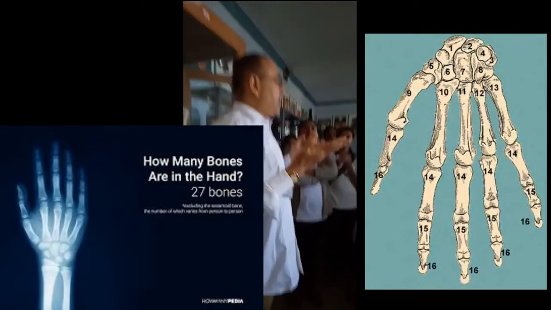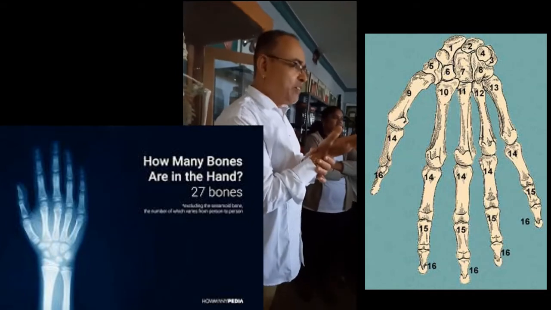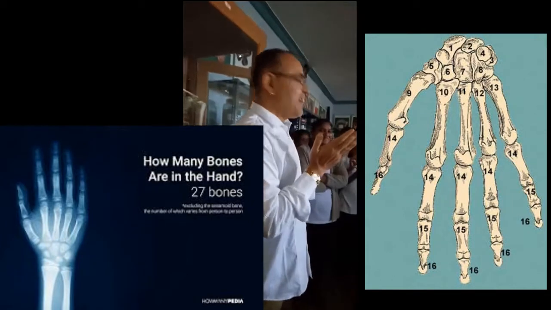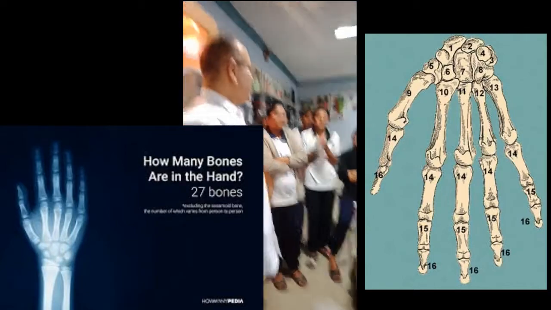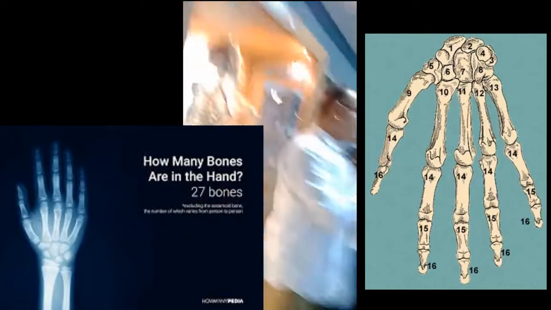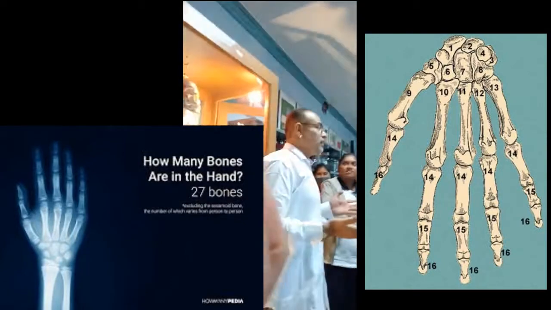27 bones. Have you ever thought that there are so many bones in the hand? 27 bones, if it comes and slaps your face, a person can die. You know how many bones are coming and contacting your cheek when somebody is going to slap you? 27 bones. What is this 27?